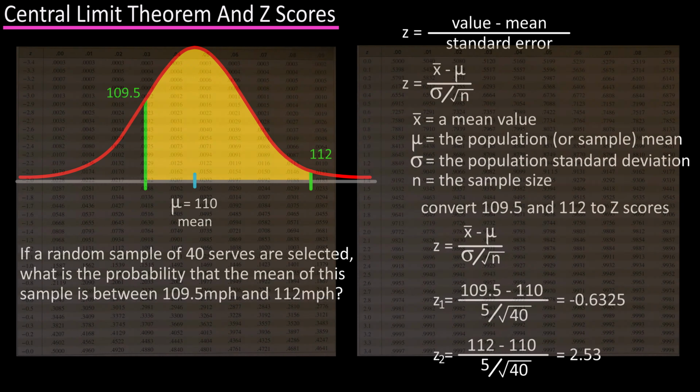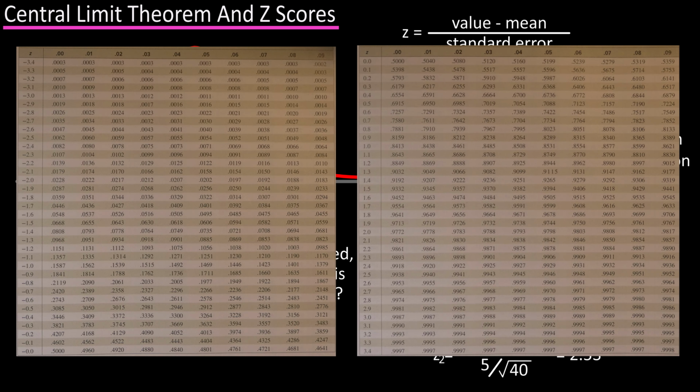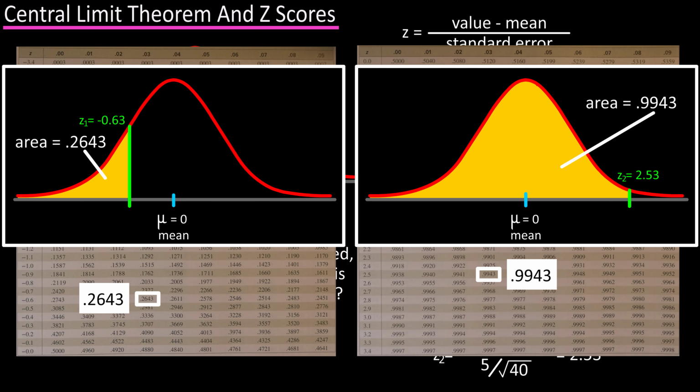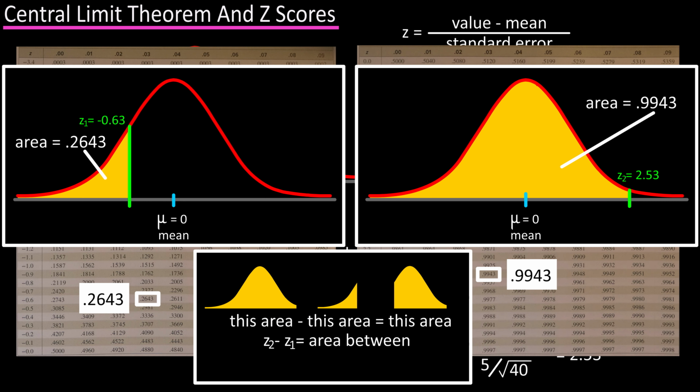Next, we need to look these up in a z-score table. For z1 of negative 0.6325, which we can round off to negative 0.63, we get 0.2643. And for z2 of 2.53, we get 0.9943. Both of these tell us the area or probability to the left of the z-score, as you see in these illustrations. So we can subtract the area of z1 from the area of z2 to get the area between.